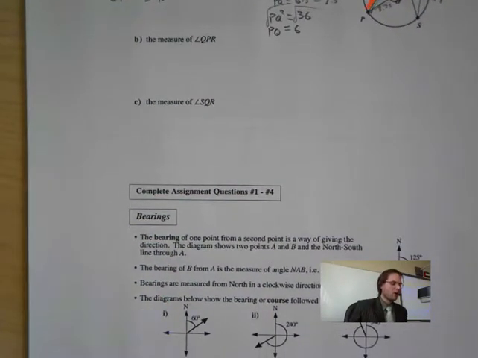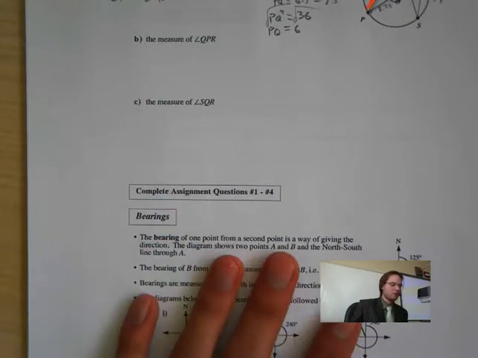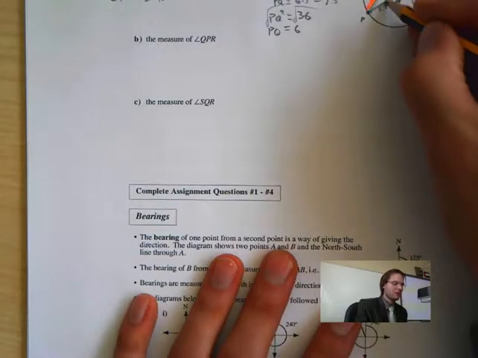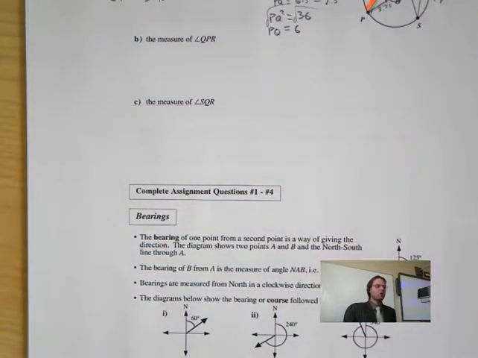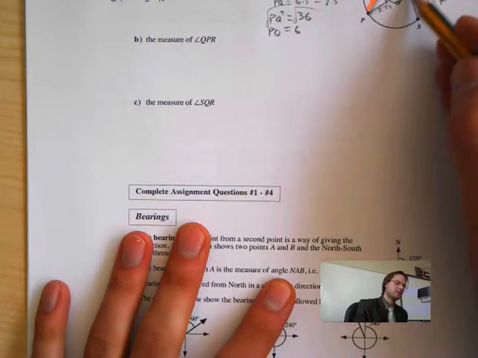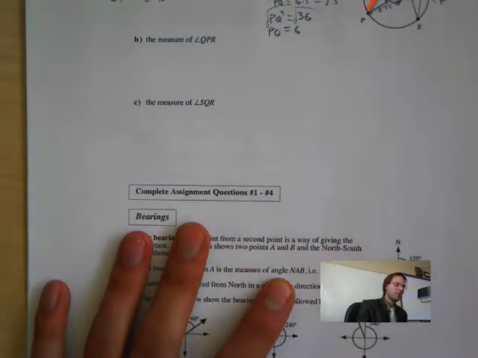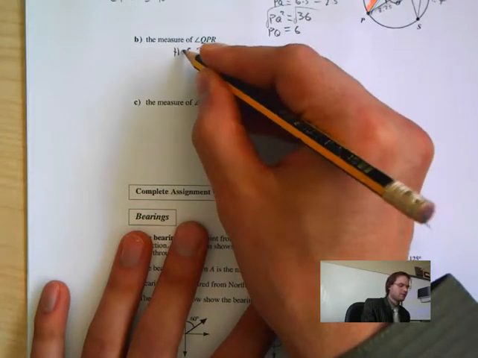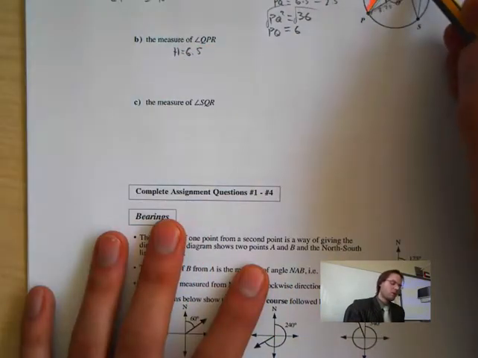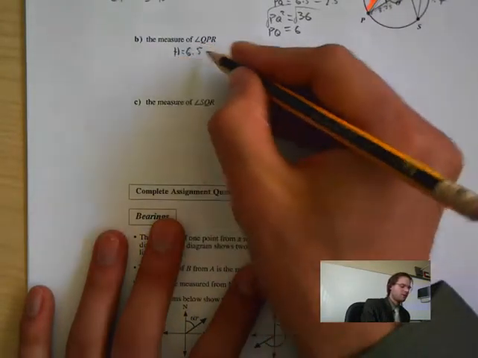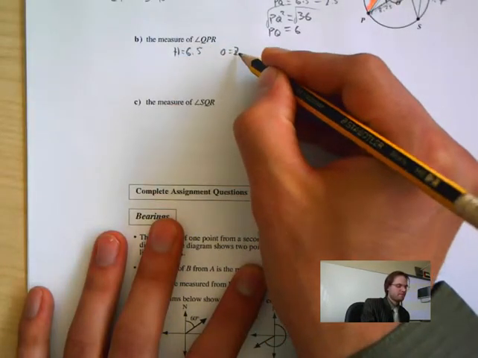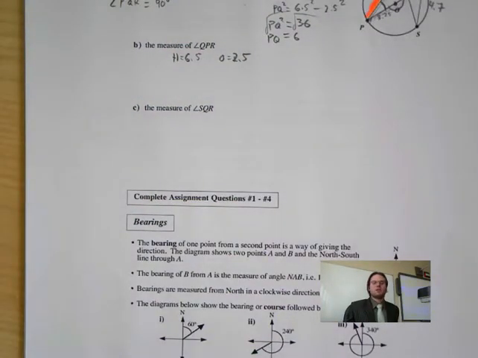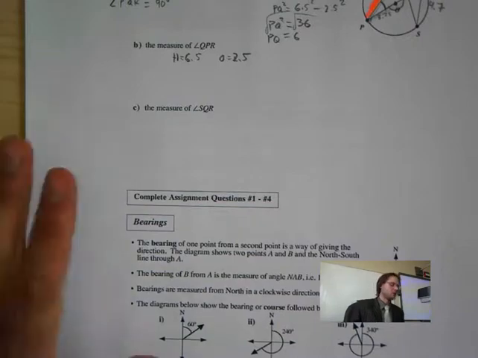We want the measure of angle QPR. So that is this angle right here. Well, if I look at this, I know this distance here and this distance here. I know my hypotenuse is 6.5. We also know the opposite of that angle is 2.5. So now which trig ratio works? Sine. So SOHCAHTOA.